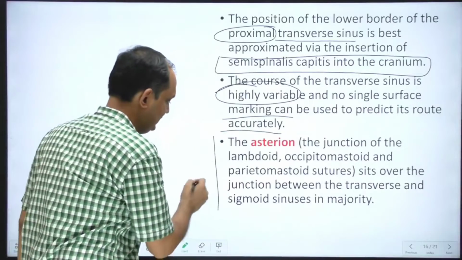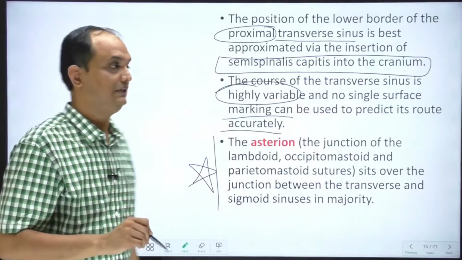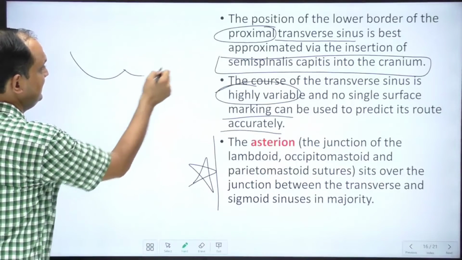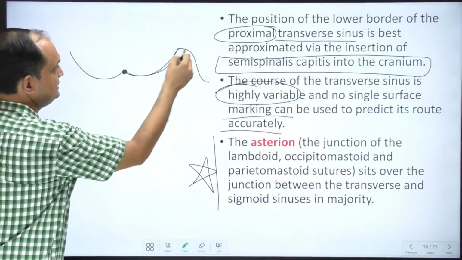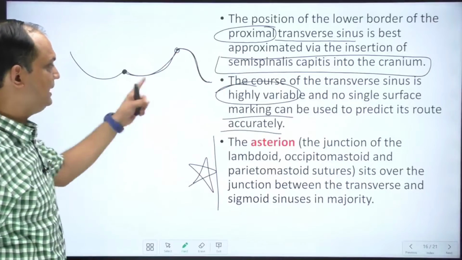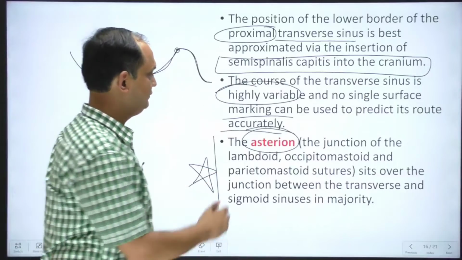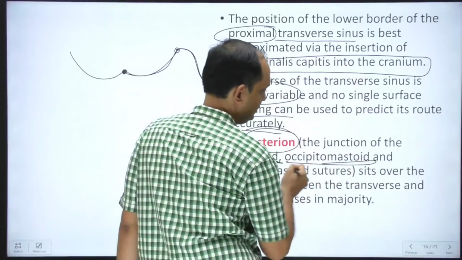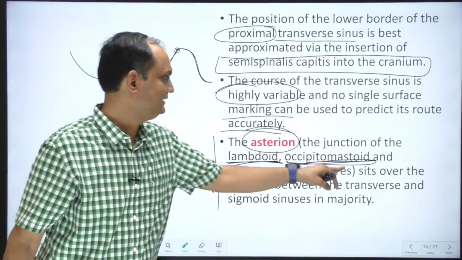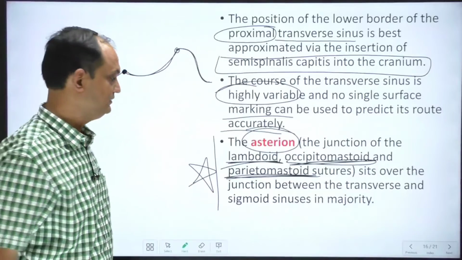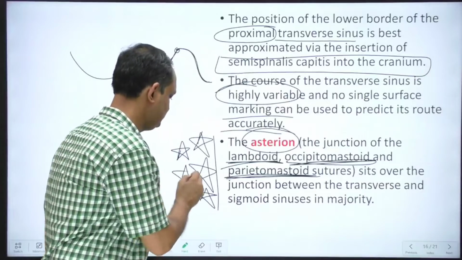Another important thing is at what point the junction of transverse sinus and sigmoid sinus is present. Because the transverse sinus is like this, and the sigmoid sinus starts from the confluence and then there is a turn. Now this turn on the inner side is marked by the outer point known as asterion. Asterion is a junction of lambdoid suture, occipitomastoid suture and parietomastoid suture, and the asterion sits over the junction between the transverse sinus and sigmoid sinus. So this is a very commonly asked question for your exam. It is a 5-star question.